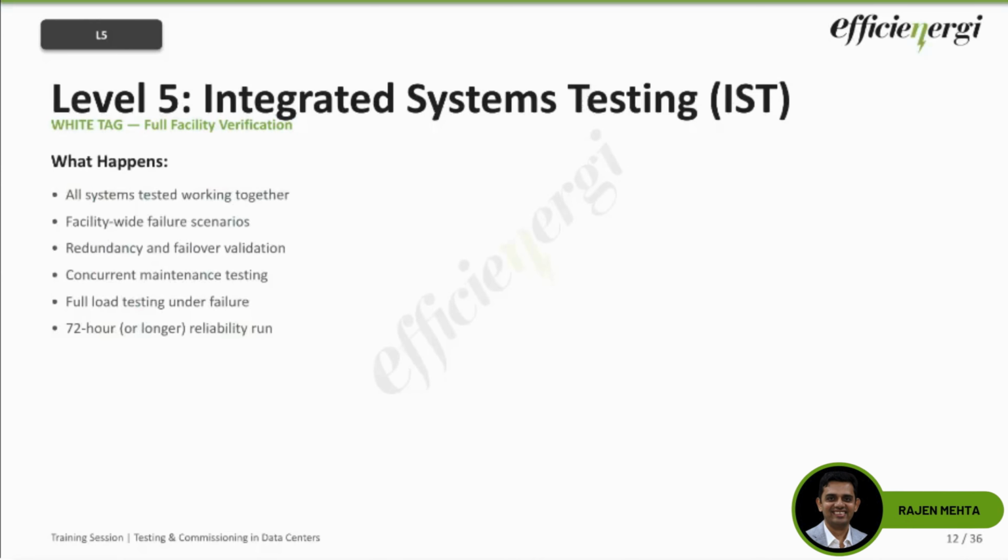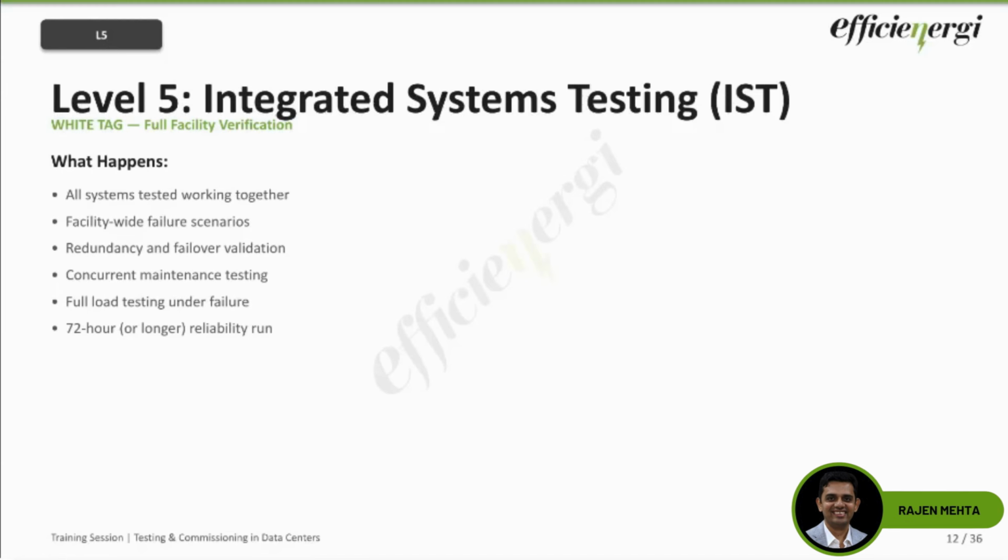Now, some example IST scenarios that you would come across: utility failure. We will suddenly make all the utility feeds fail simultaneously, so that at the same time all the generators should be kicking in and start to pick up the load. The criteria is that not a single IT load should be dropped during this point in time, and the cooling should continue to operate as it is intended to.